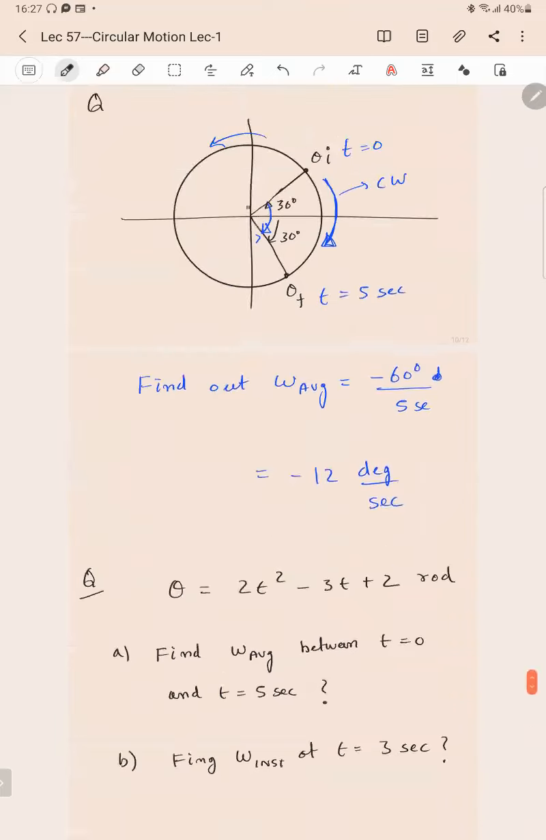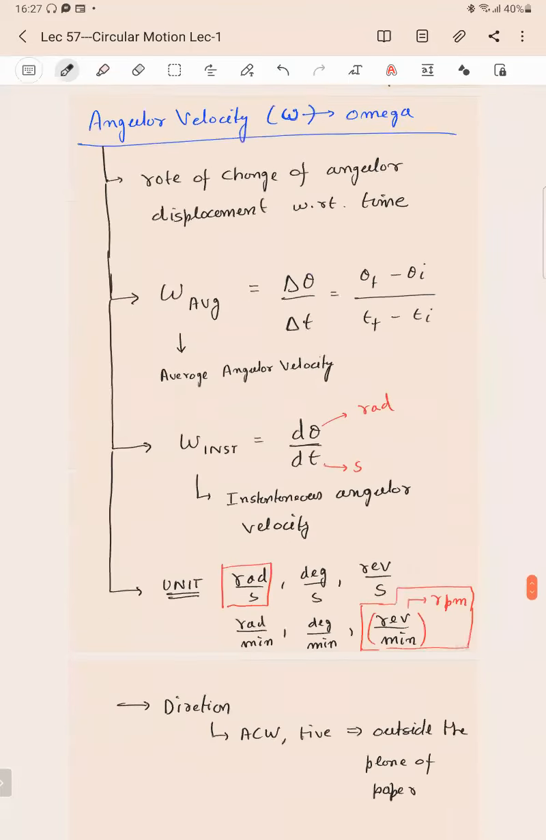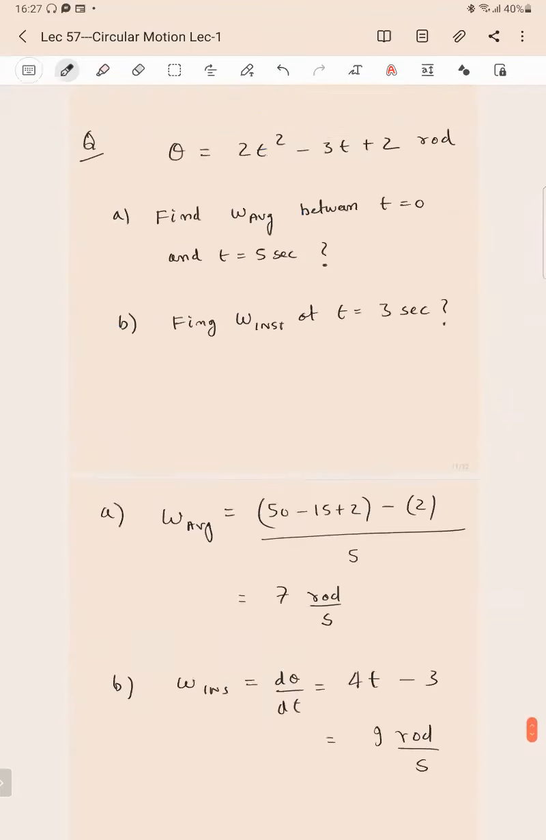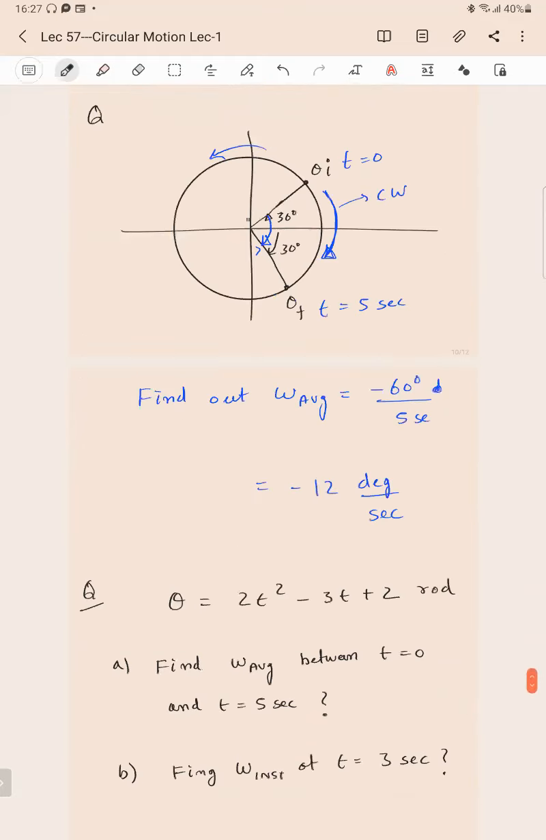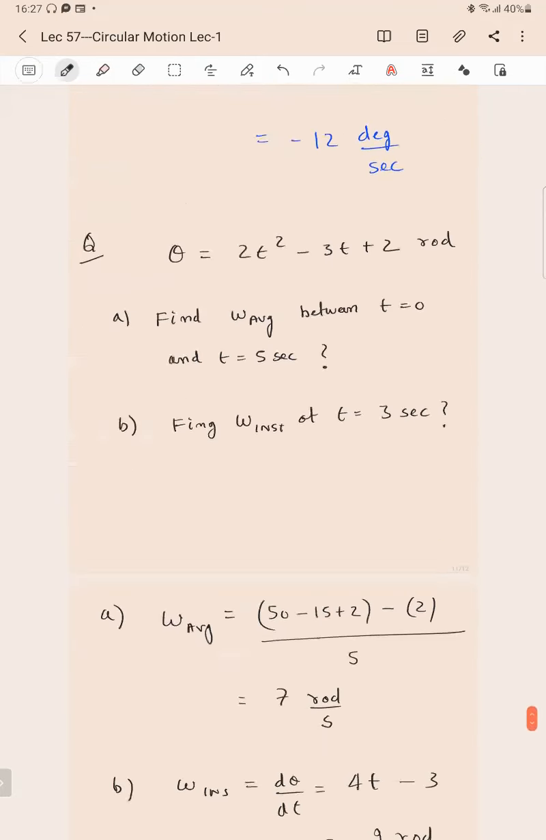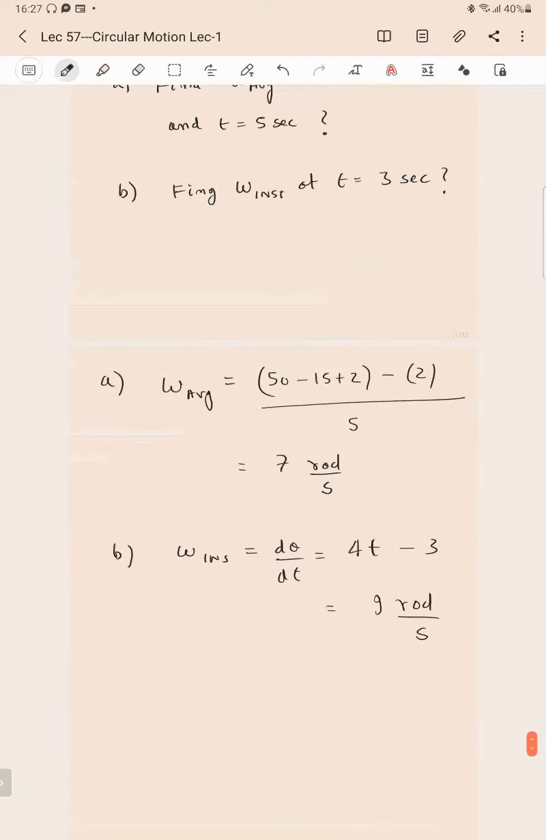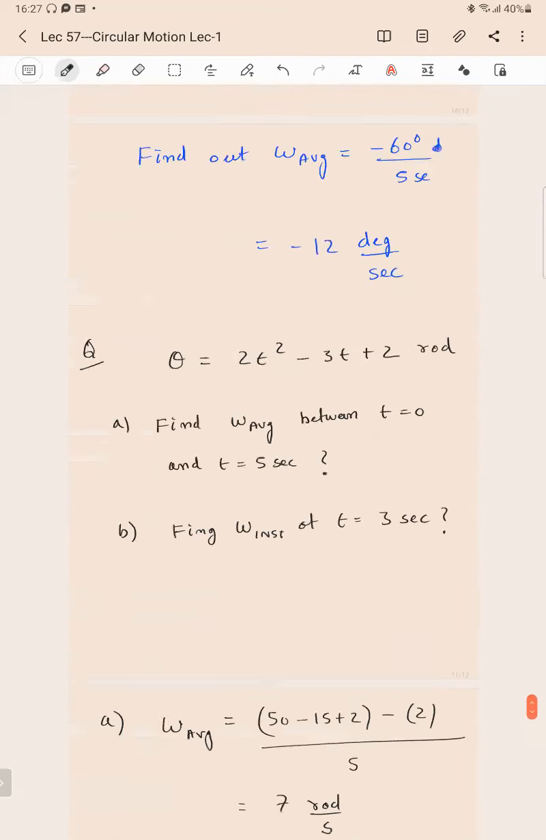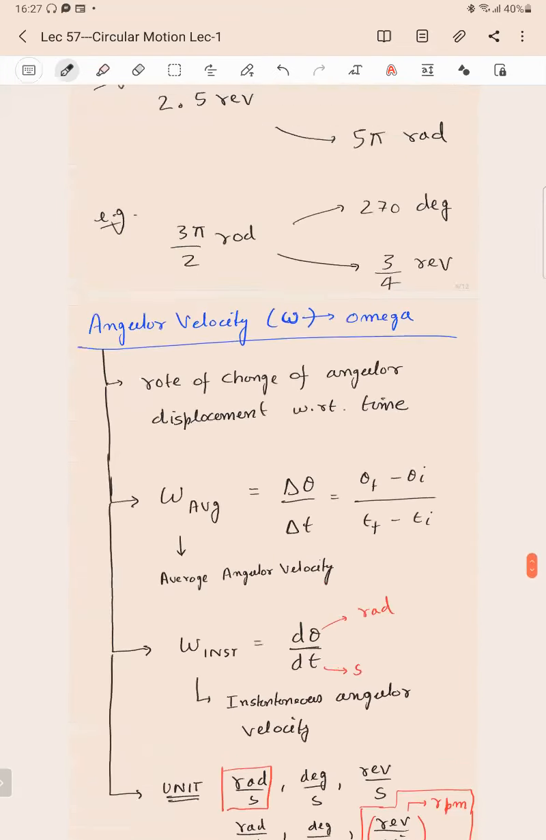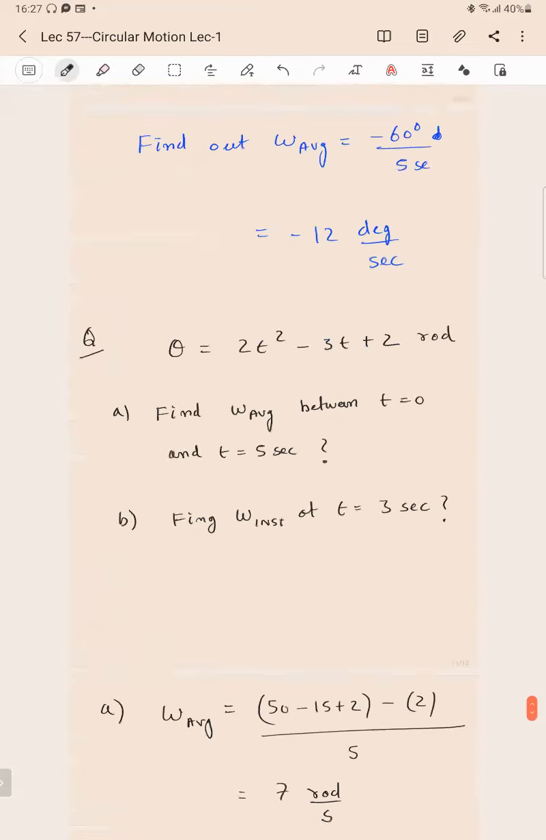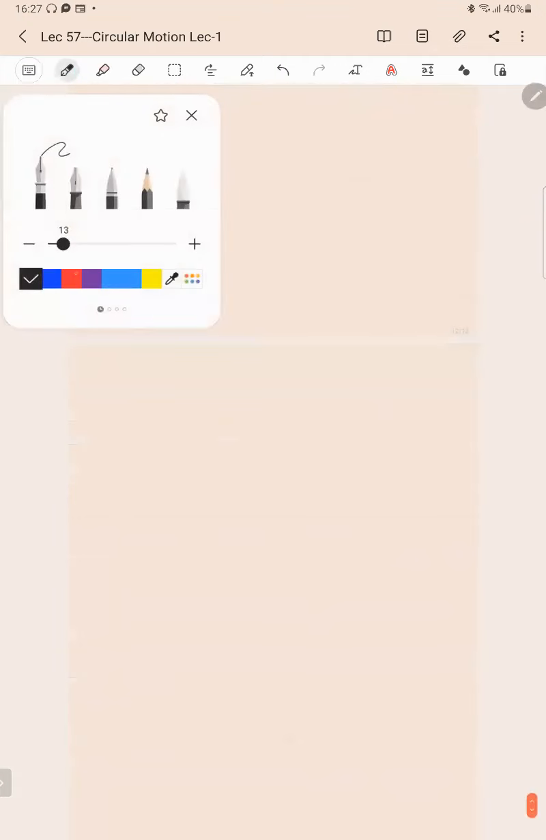So is this thing clear to you? How is omega defined? What is the direction and all? Everything is okay? Yes, sir. Fine. So direction is also clear to you. Now we come to angular acceleration, which is alpha. We are done with angular velocity. Now we come to angular acceleration.